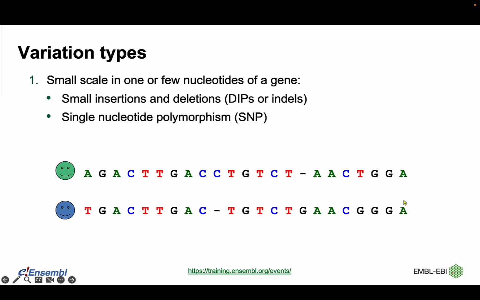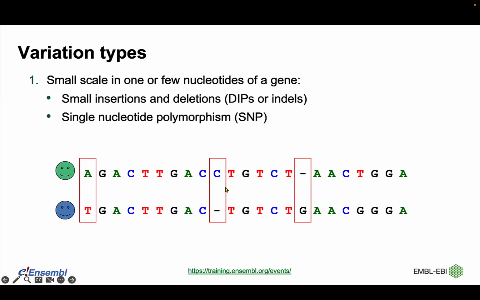So here on my slide, we have two sequences. This top sequence, let's call this our reference sequence, and our bottom sequence is our own data. So small scale variation types include small insertions or deletions. We also call these DIPs or indels. And we also have single nucleotide polymorphisms, or SNPs, which are changes in the nucleotide. So in this example, the reference sequence has the A variant or A allele at this position, and in our data, we have the T allele.